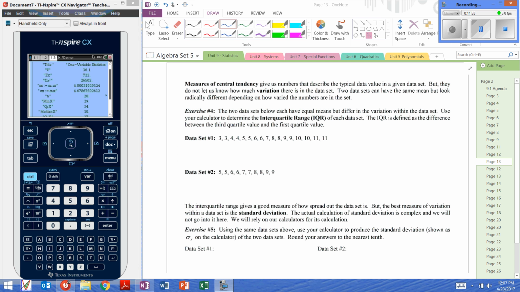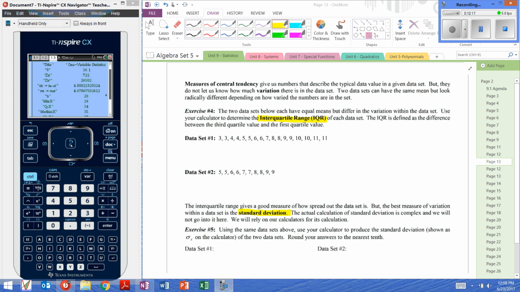Okay, so the next topic that we're going to talk about is what we call variation in a set of data. We're going to talk about 2 different things: the IQR, the interquartile range, and also standard deviation. Okay, so let's talk about exercise number 4.